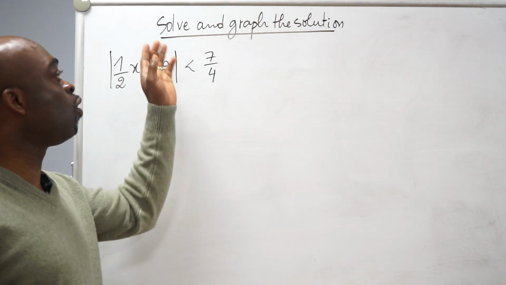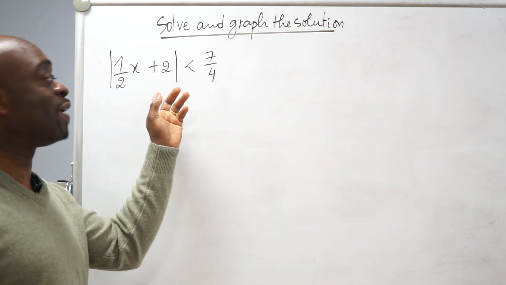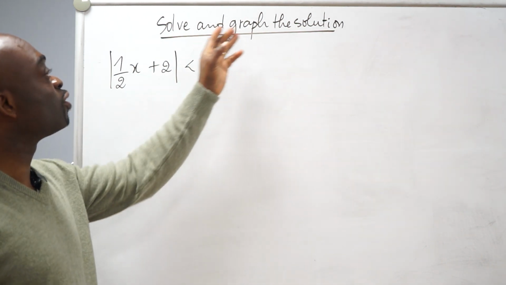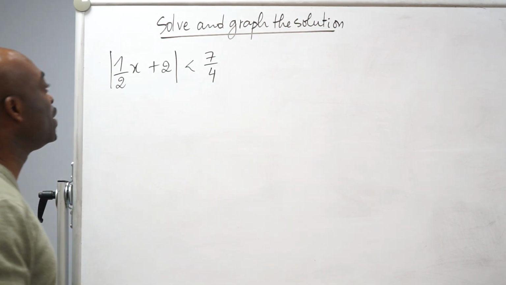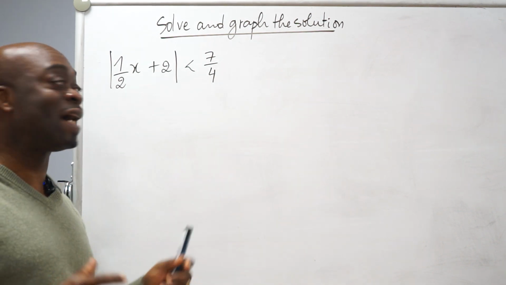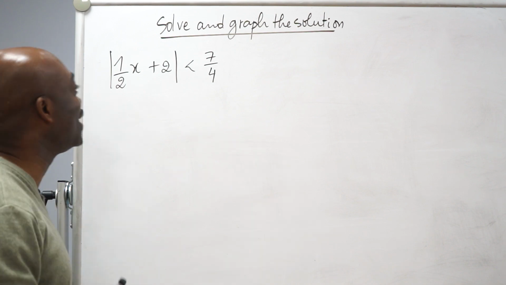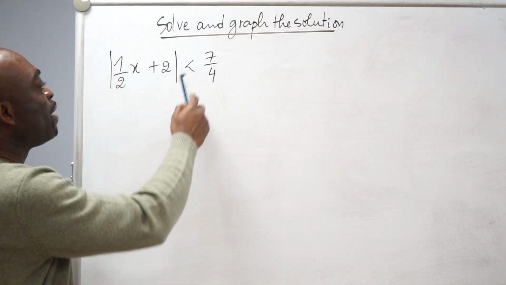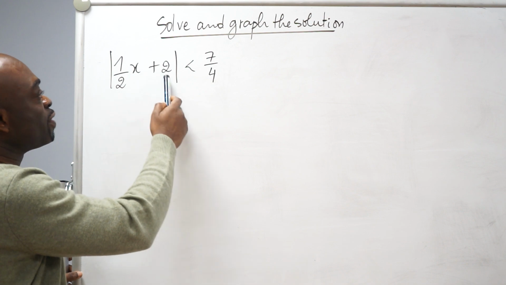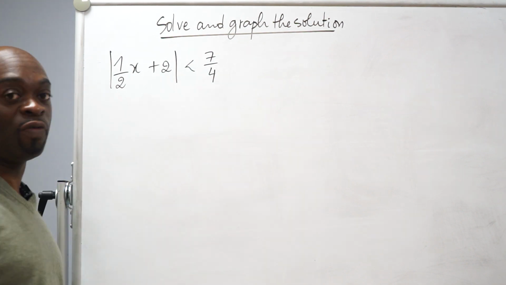Guys, we're solving for absolute value inequalities here. Solve and graph the solution of this problem. So we have a combination of absolute value and inequality all together, right? How nice this can be, right? So what's happening here is that we have |1/2 x + 2| less than 7/4.